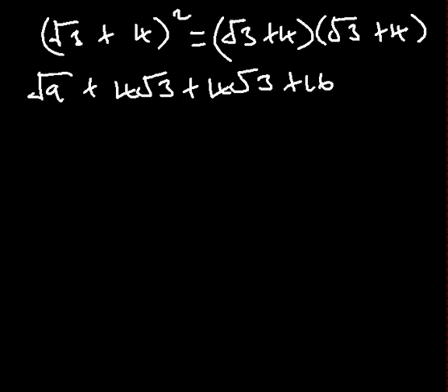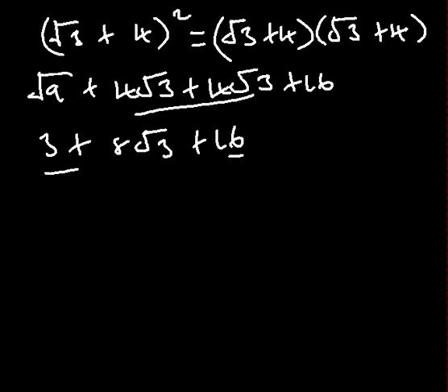So in that case, what is the square root of 9? It is 3. And if these are like terms, we'll have 8 root 3, and plus 16. So these are like terms. What is 3 plus 16? We have 19 plus 8 root 3. So that is the solution.